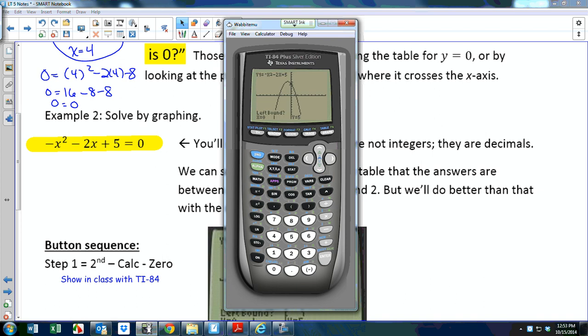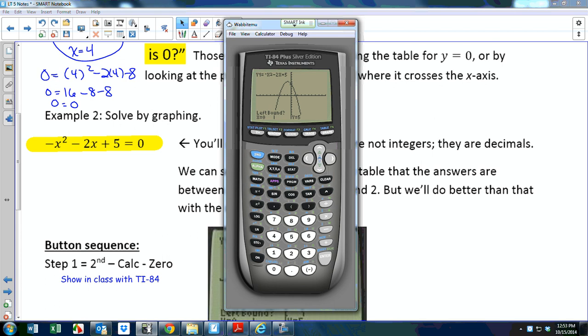And a cursor pops up, and a question pops up at the bottom. Left bound. You're about to set a search window to tell the calculator, look between here and here and find me a 0. Look between this spot and this spot and find a 0. So the cursor, it's blinking. I'm thinking of that number negative 3.5.